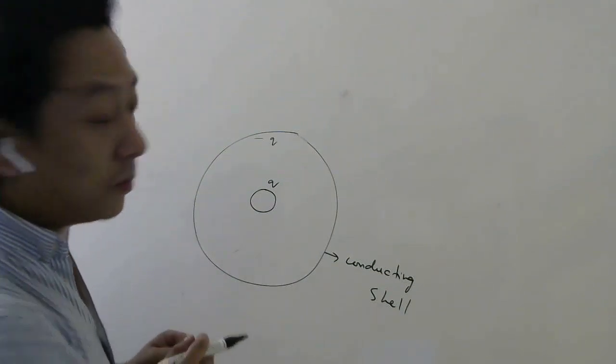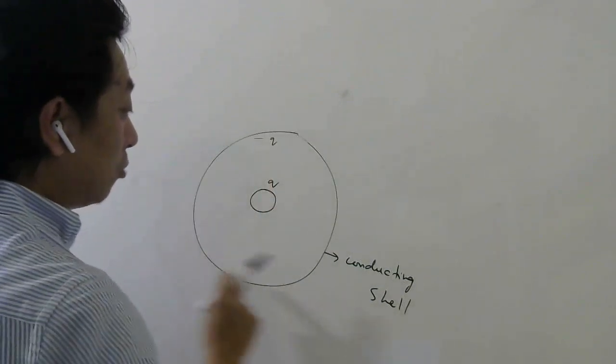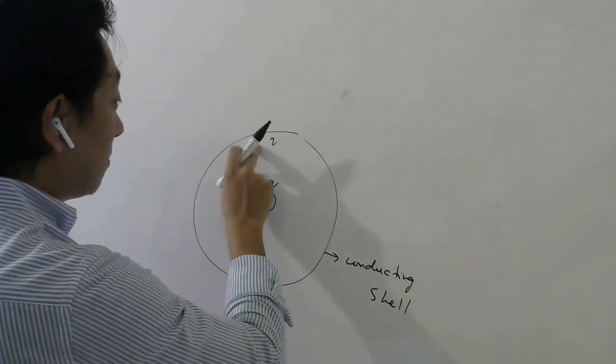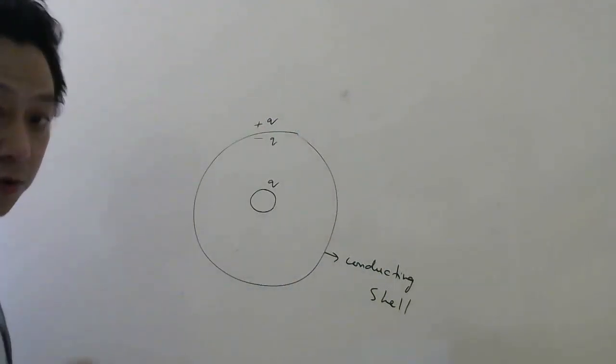So if net flux through this closed surface is 0, then total charge inside should also be 0. When will the total charge be 0? If this is Q, then this should be minus Q. But this shell is neutral initially. So if the inner surface is minus Q, the outer surface should be plus Q, because initially it was neutral.